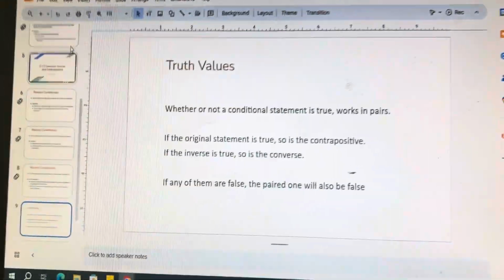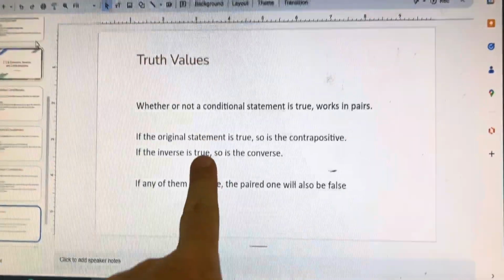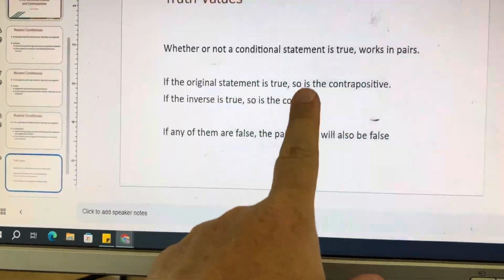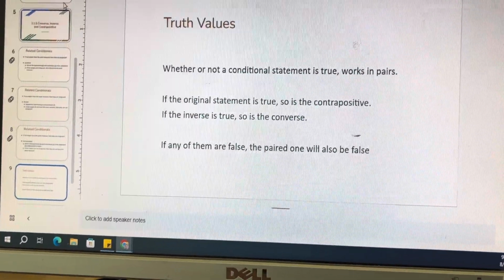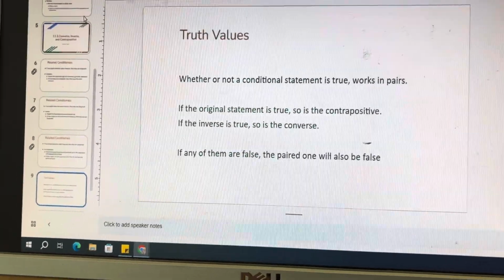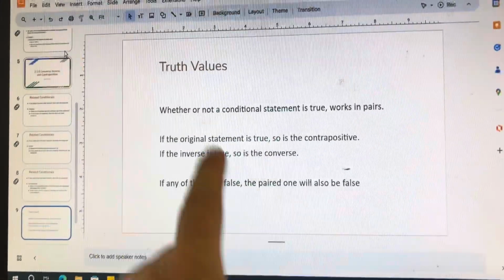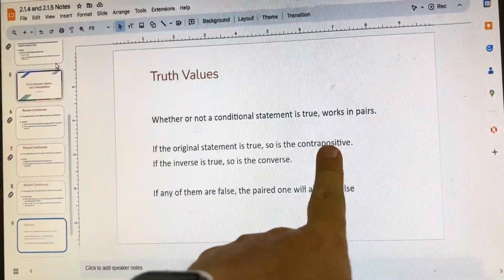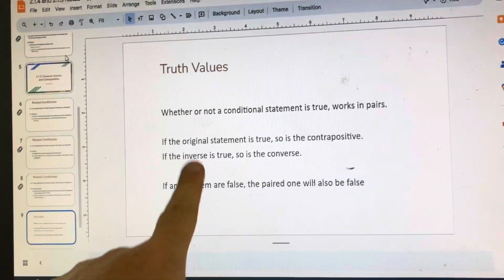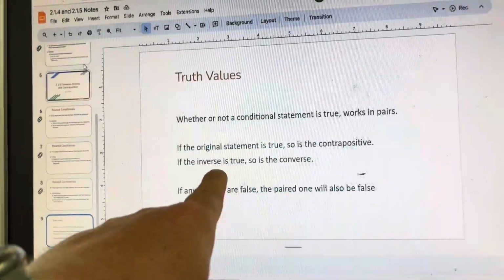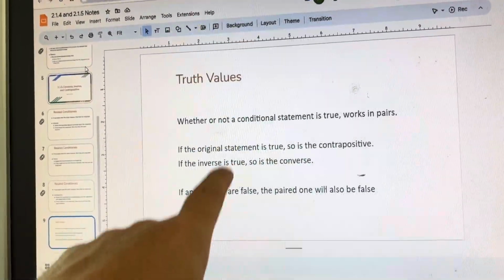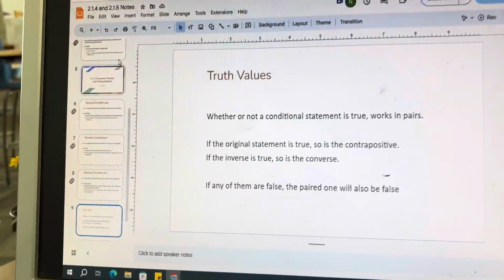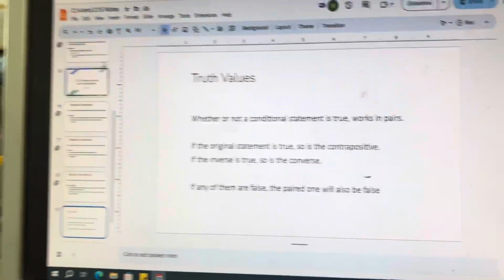The truth values of all these statements work in pairs. If the original statement is true, the contrapositive is true. If the inverse is true, the converse is true. If one of them is false, the paired one is going to be false. So if my original statement is a false statement, the contrapositive is also going to be false. If the inverse is false, because we added the nots, it makes that original statement false, the converse is also going to be false. These work in pairs.